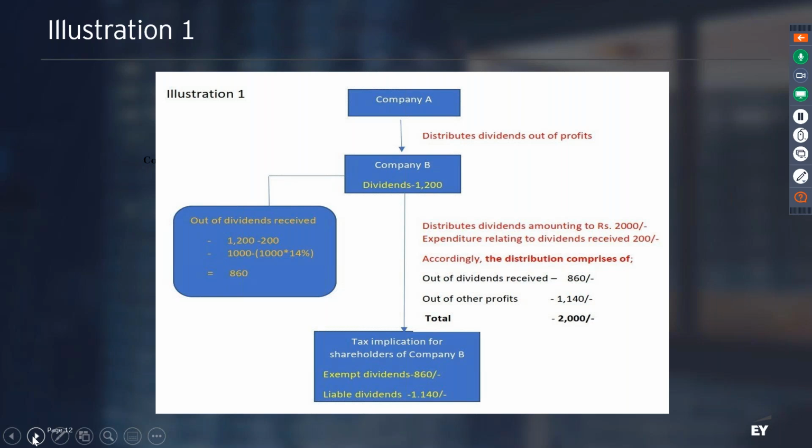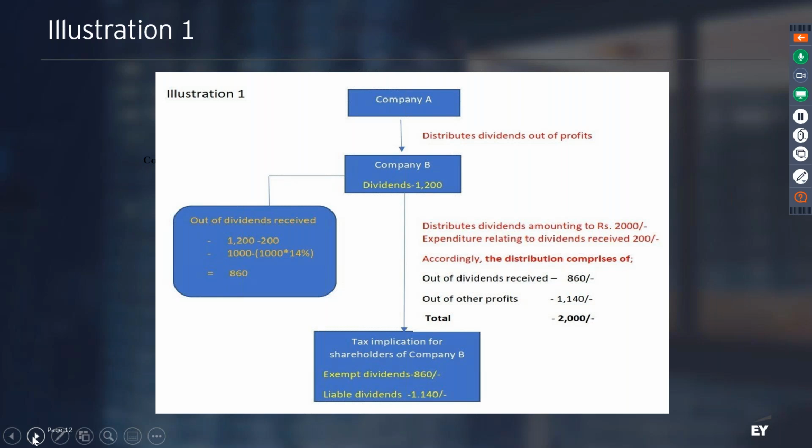Based on the information, we can quantify the two methods. The total distribution of company B was rupees 2,000. A dividend of rupees 1,200 is considered distribution out of dividend received, and a dividend of rupees 800 goes out of their own profits. For the dividend income of rupees 1,200 received from company A, as explained in my previous slides, we can compute the gain and profits of such income by deducting the expense of rupees 200, and then arrive at the tax payable amount by applying the tax rate of 14%. Based on this calculation, company B can distribute only rupees 860 as dividend to its shareholders. That is, out of the dividend income of rupees 1,200 received, they can distribute only 860.